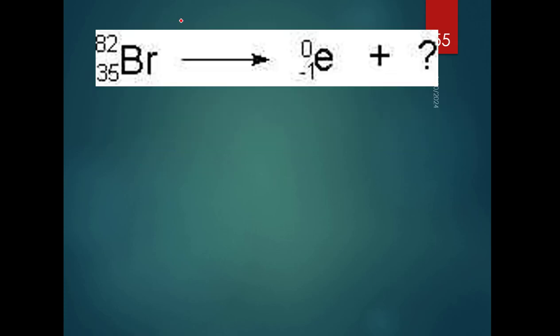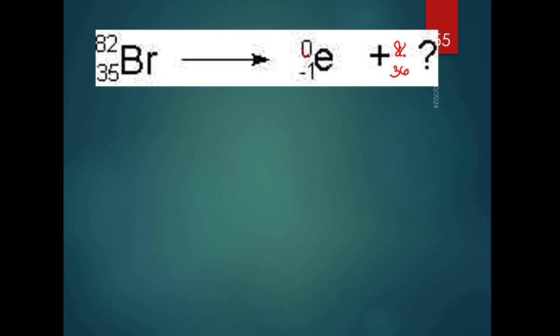So here is the bromine 82. The 35 is the atomic number, which is the number of protons, remember? And it will decay by a beta particle. Tell me, what's going to be the atomic number of the new element? Remember, it goes up by 1, so it's going to be 36. What will be the mass number? Remember, there is a 0 here. That just means that it's going to be the same. So it's going to be 82.